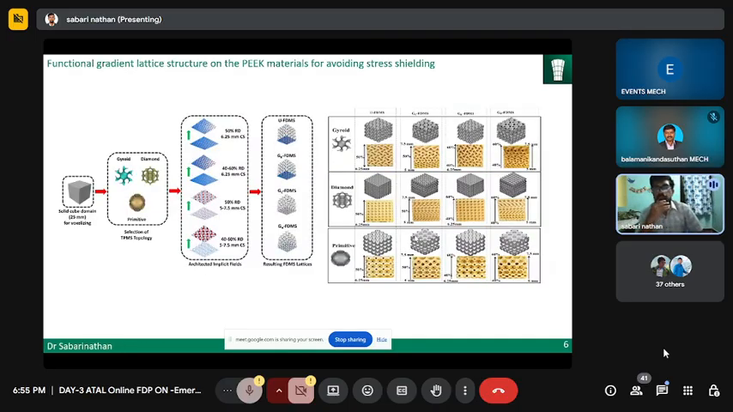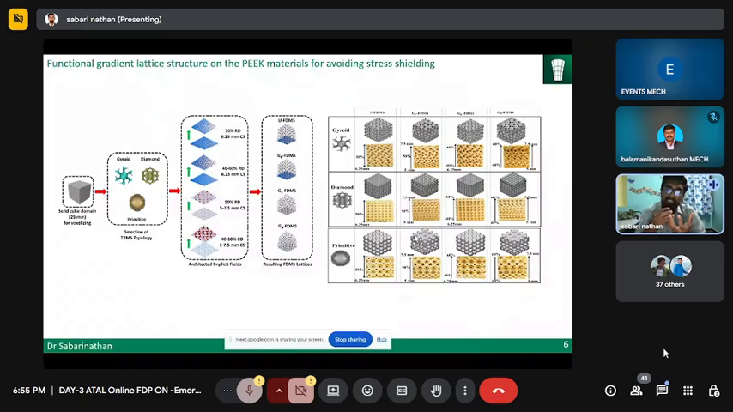The first one is a polymer-based implant, which is the PEEK implant. In this study, we developed a lattice-based implant. In this work, we took 3 lattice structures: one is gyroid, another is diamond, and another is primitive. These are TPMS-based lattice structures, triply periodic minimal surfaces, which have higher surface area when compared to other kinds of structures.